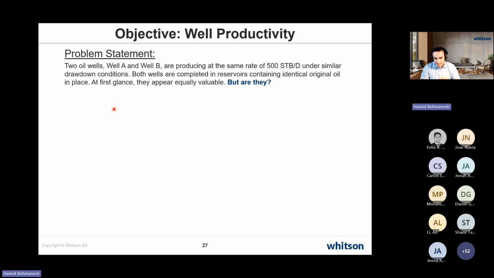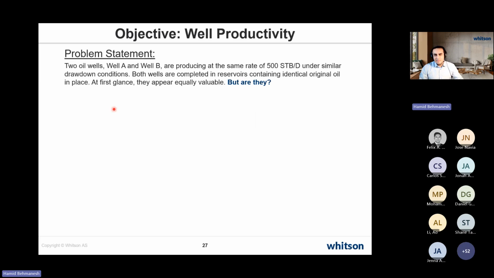So the problem statement here is: you have two wells, both producing at a constant rate of 500 STB per day, and we confirm through monitoring, seismic, whatever you call it, that they both have identical original fluid in place. These wells look very identical because they are producing at the same rate and draining the same volume. But which well would you select if given the chance? And what are the reasons?